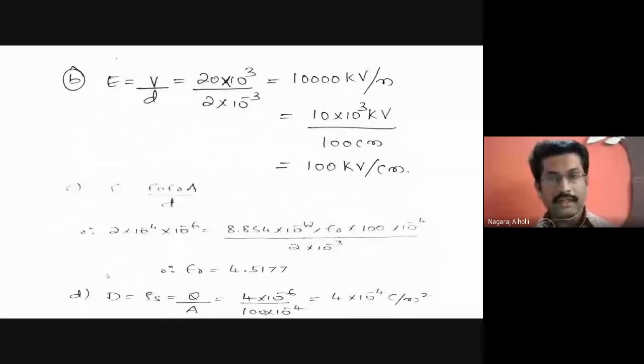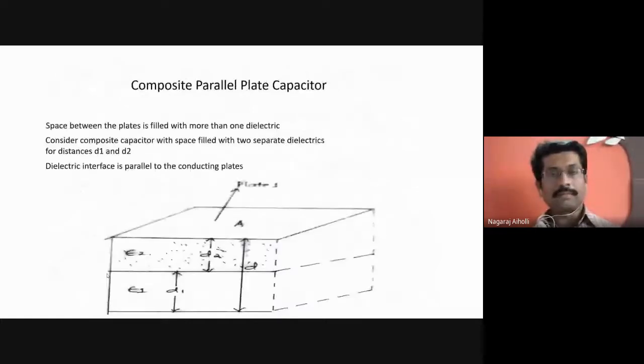And then later we took up the topic of the composite parallel plate capacitor. The meaning of composite parallel plate capacitor is that it is a normal capacitor, but in between there are two dielectric mediums. So such a capacitor we call a composite parallel plate capacitor.